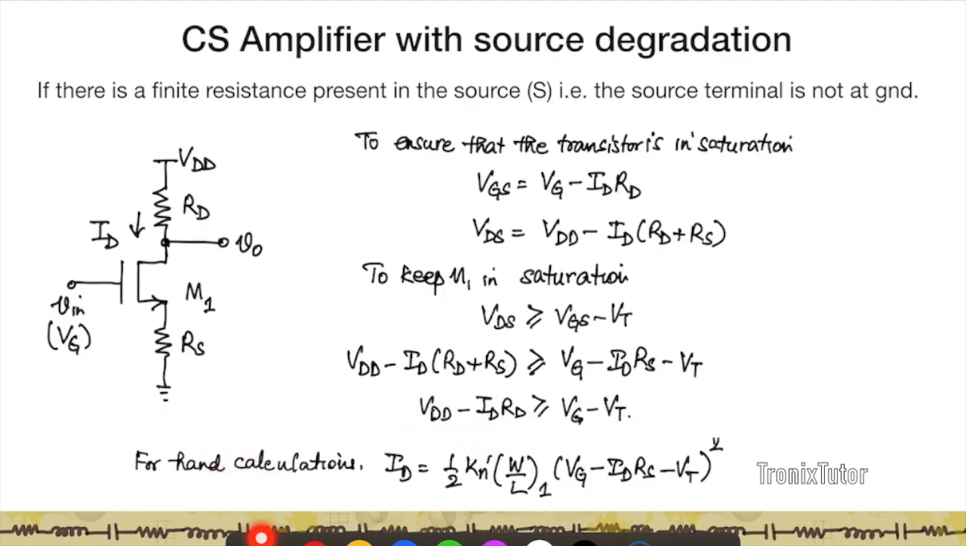Now for hand calculations again, typically as you've seen before, hand calculations help give us a starting point for simulations because they are very simple. In reality, transistor models do not follow square law, but square law gives you a starting point to run your Virtuoso simulations. So for hand calculations, we generally tend to neglect channel modulation for DC currents, and we assume that the current is just given by half Kn prime W by L, the size of M1, into VG minus ID RS, this is VGS, minus Vt the whole squared.